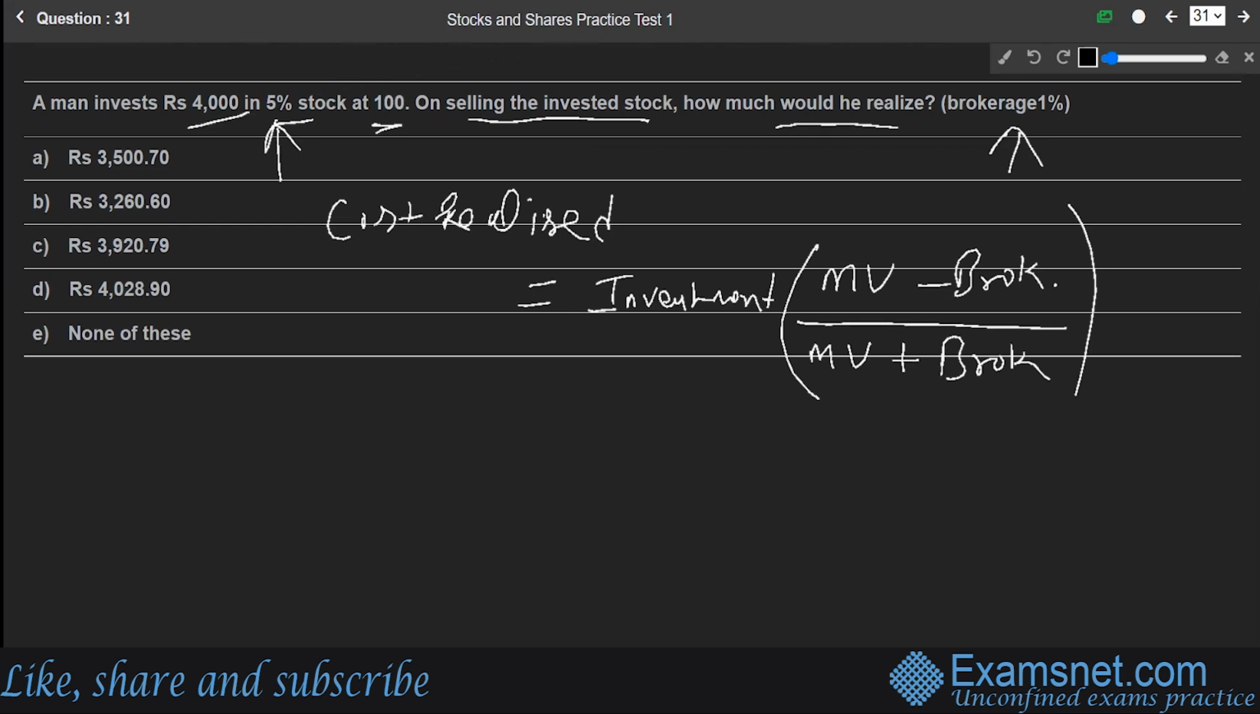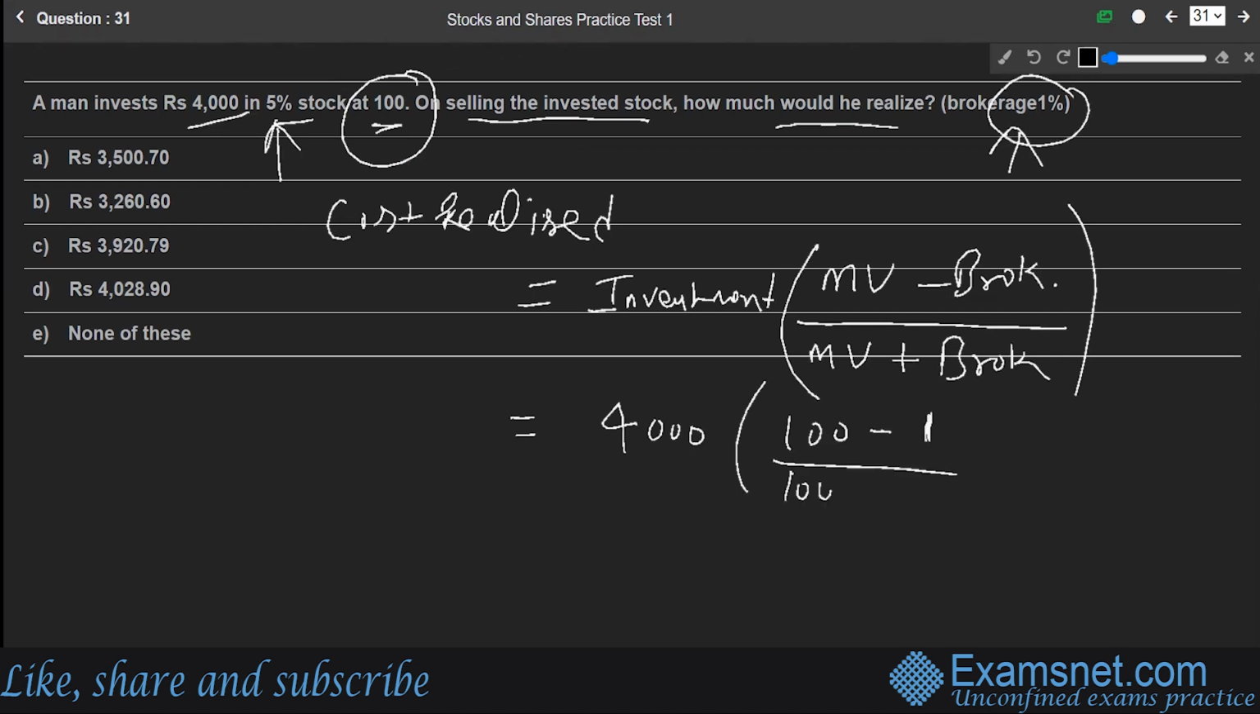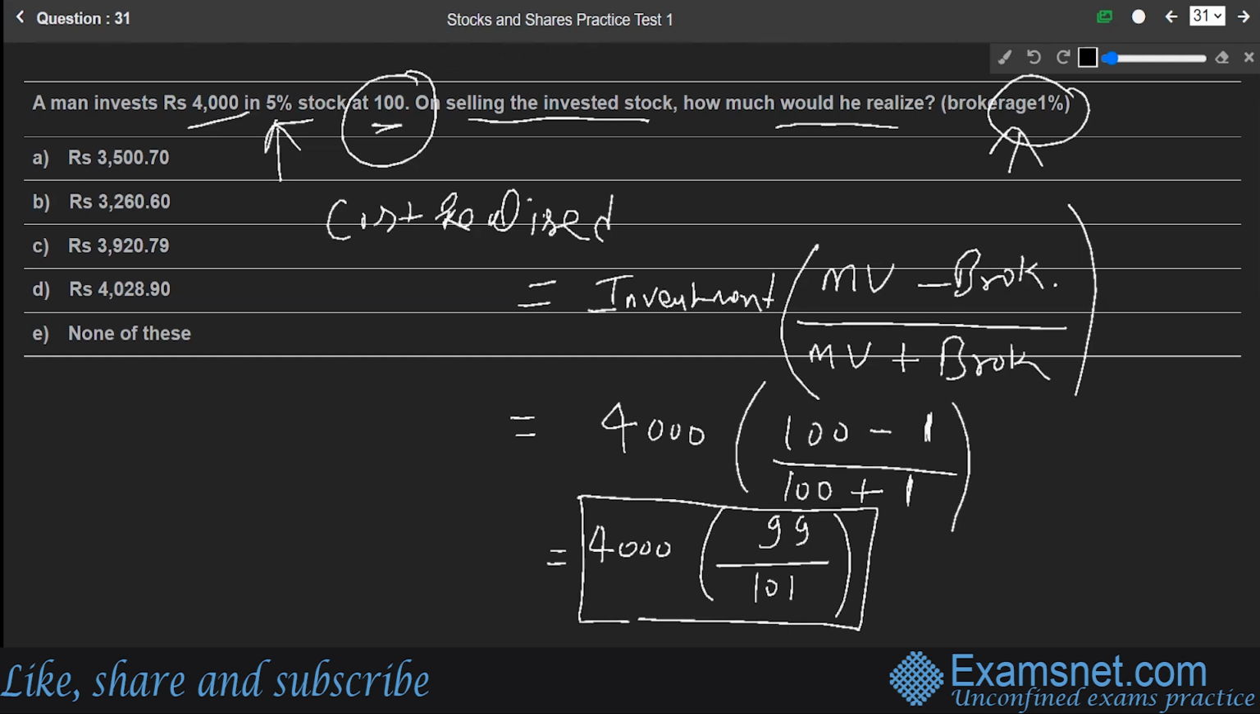If we use this formula and put down all the values, we know the investment value is 4,000. Market value of each share is already given as 100, so 100 minus the brokerage value, already given as 1, so 100 minus 1, divided by market value 100 plus brokerage 1. So if we solve this, it comes out to be 4,000 times 99 by 101. We can do this by approximation also. This value will be very close to 4,000 because 99 by 101 is very close to 1 but a little lesser than 1. So whichever value is very little lesser than 4,000 will be our right answer.